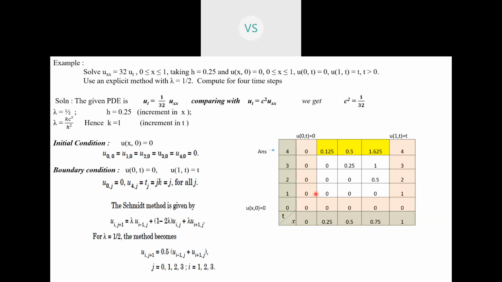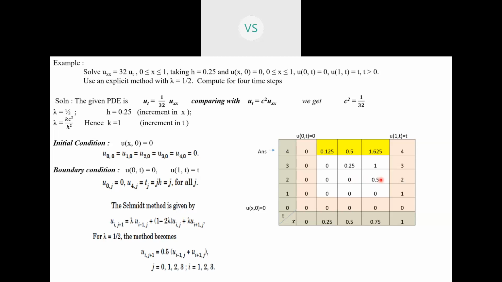So again, left term into lambda, that is 0, plus 1 minus 2 lambda into 0, plus lambda into 0, it becomes 0. So we have got this as 0. Again over here, for this nodal point, this is the left term, middle term, and right term. Here also you will get all zeros.